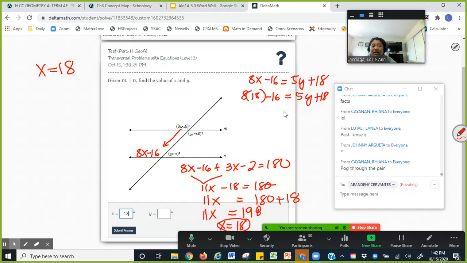So where are we now? We're trying to find a y, right? Okay, so 8 times 18, take away 16. What is that? Can you guys help me with that? I think I even have a calculator. So that's going to be... and then you have to subtract 18 from both sides as well, right? And then you're going to divide by 5. Okay. Are you getting 22? That's what I got.